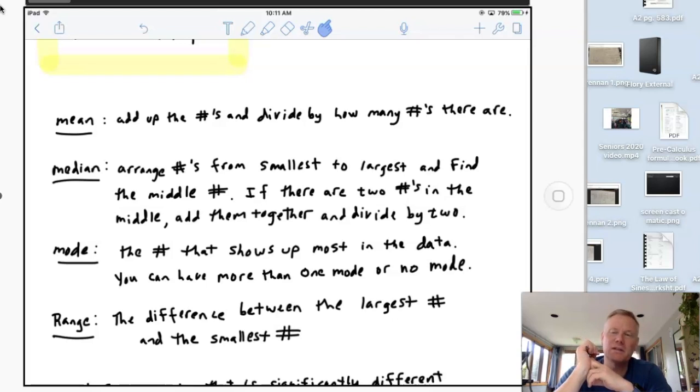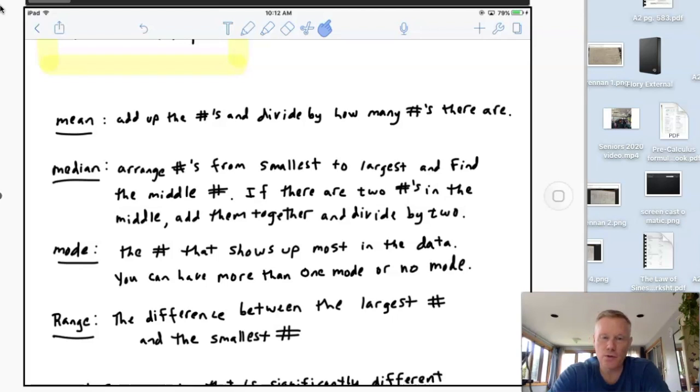So mean is like the average. It's when you add up the numbers and divide by how many there are. Okay. So I'll give examples after this in the real problems. Median, if you arrange the numbers from smallest to largest and find the middle number. If there are two numbers in the middle, add them together and divide by two. So find the average of them if there's two of them in the middle. And that's the median, the middle number.